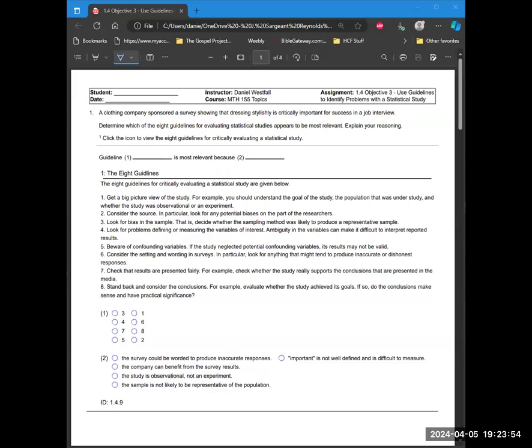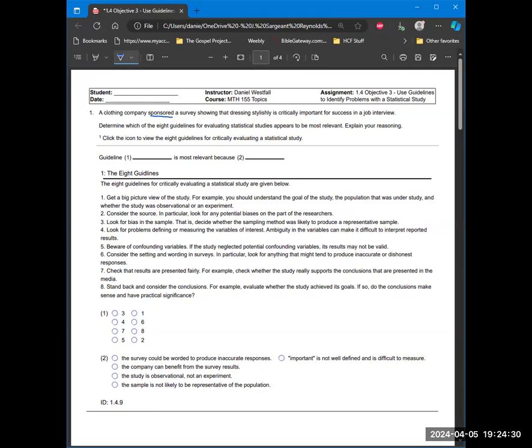In this video, we're going to talk about 1.4 Objective 3, where we use guidelines to identify problems with a statistical study. So let's look at number one here. A clothing company sponsored a survey showing that dressing stylishly is critically important to success in a job interview. To determine which of the 8 guidelines for evaluating statistical studies appear to be the most relevant, and explain your reasoning. They give the 8 guidelines here.